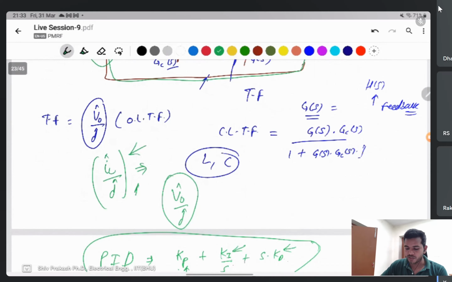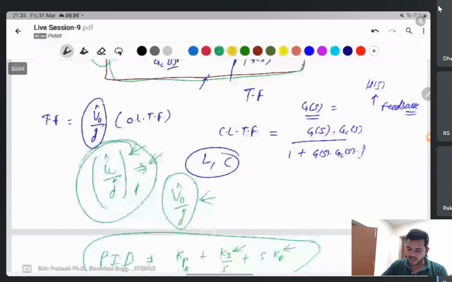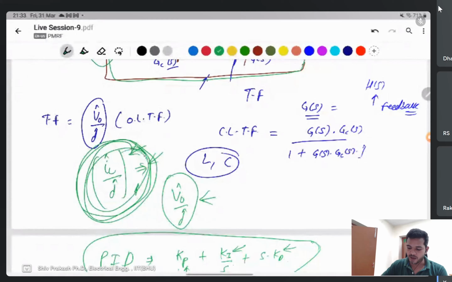At that time you have two controllers. We should design two controllers, this one the inner loop and this one the outer loop. The inner loop time constant should be less than the outer loop, because the output controller acts after a much longer time. You can take account of this.